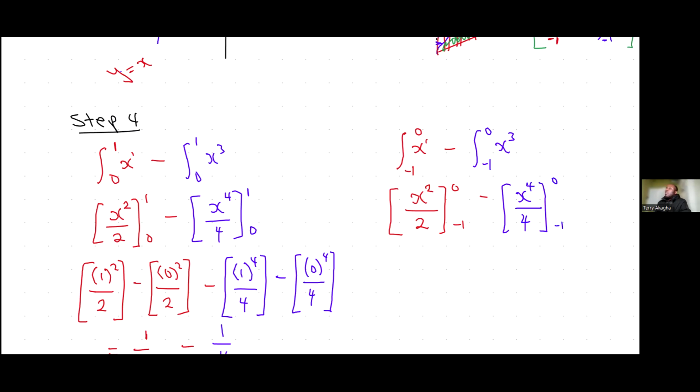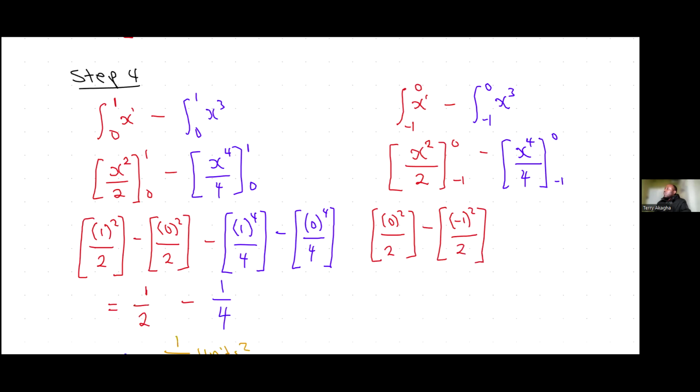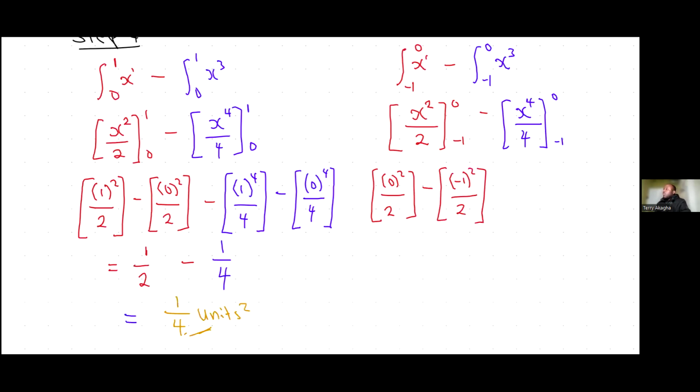Okay. Then we'll now solve the red one. You're substituting 0 and substituting minus 1. So it's going to give you 0 squared divided by 2 minus minus 1 all squared divided by 2. When you press that in your calculator, it should give you minus 1 over 2. Now we're subtracting, right? So we're going to subtract this, we're going to subtract this.